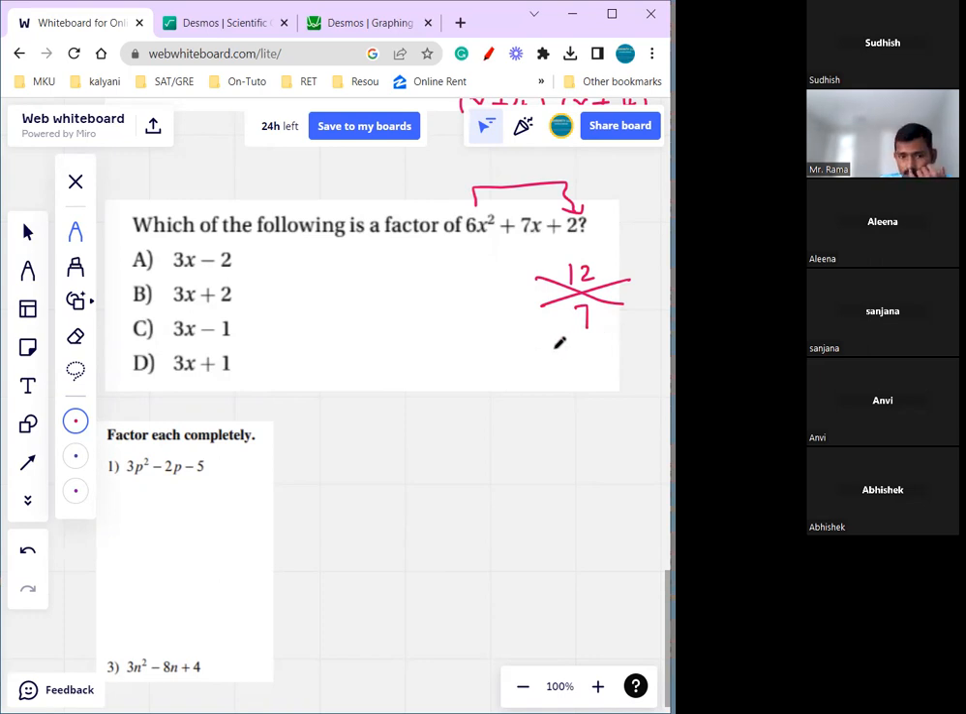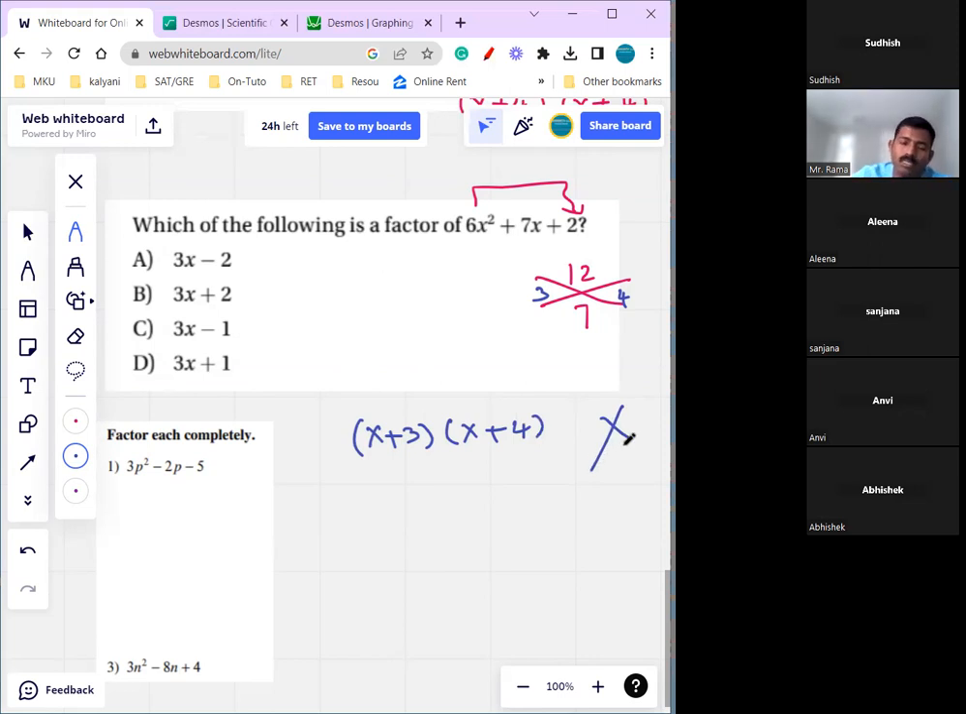Look at the numbers that you get: factors that multiply to 12 and then add to 7. So I think 3 and 4 should work, right? So 3 and 4 should work. But you can't write x plus 3 and x plus 4. You cannot write this. No.